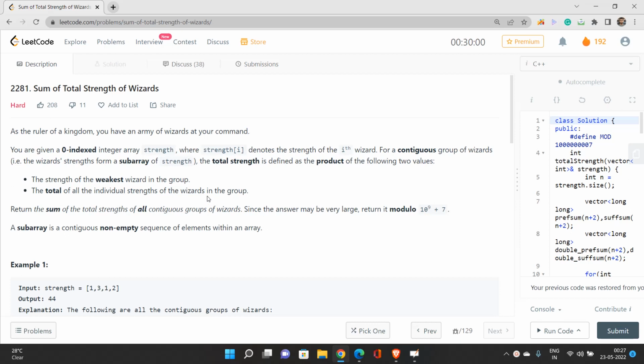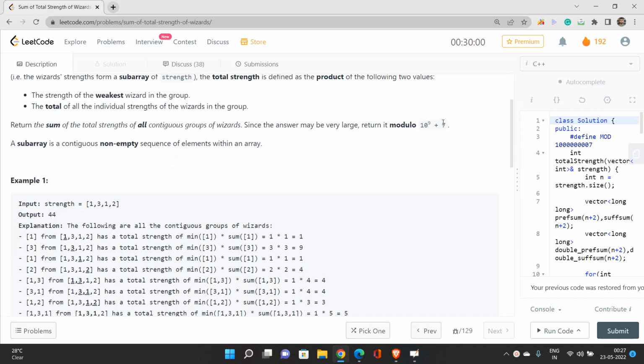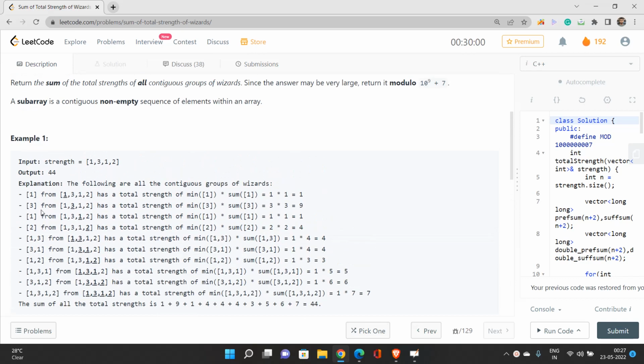In other words, to find the strength of a subarray, you take the product of the minimum element and the sum of that subarray. Our task is to compute the sum of the total strength of all contiguous groups of wizards, that is, the sum of the total strength of every subarray. Since this answer can be very large, we need to return it modulo the prime number 10 raised to the power 9 plus 7.